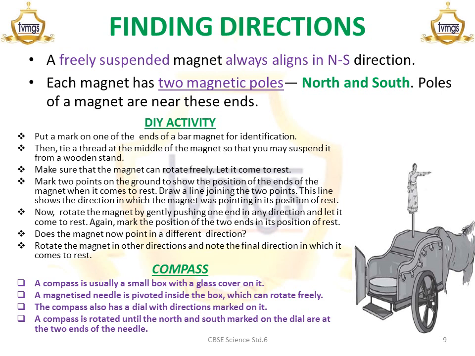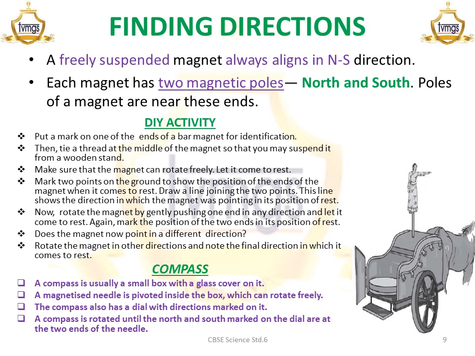Now, rotate the magnet by gently pushing it in any direction and then let it come to rest again. Again, mark the position of the two ends once the magnet comes to rest. Does the magnet point in a different direction? Rotate the magnet in other directions and note the final direction in which the magnet comes to rest. You will note that it will always end up stopping in the same direction. You can use the position of the sun or a compass to check it. The alignment will always be in the north-south direction.